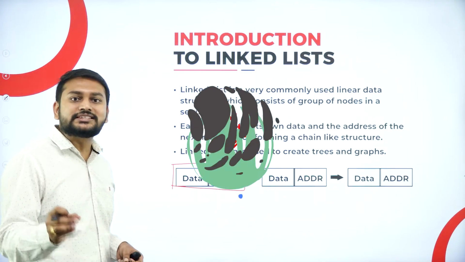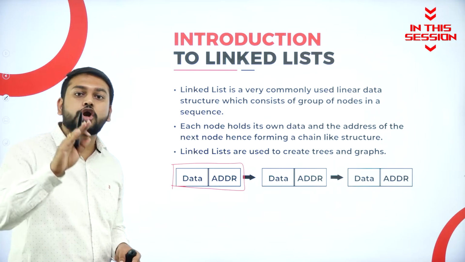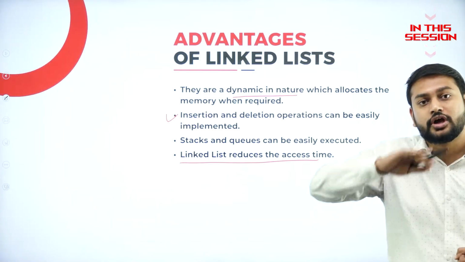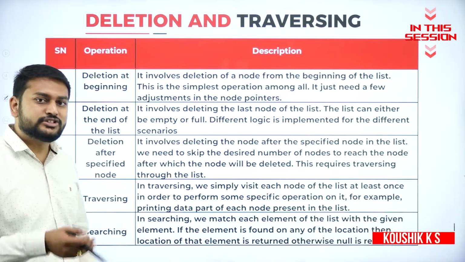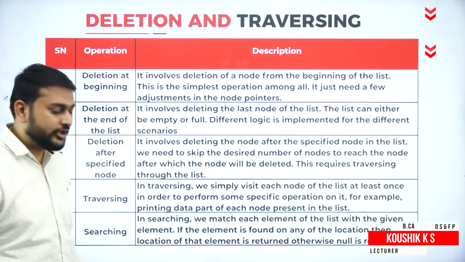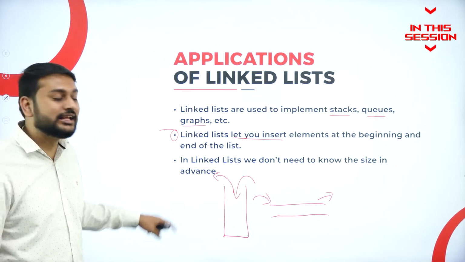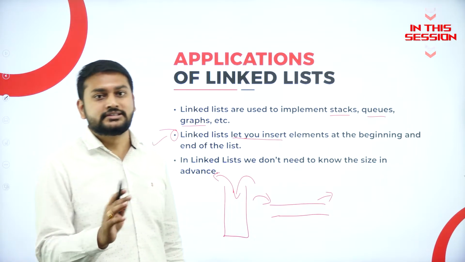Node is the smallest individual unit that we have in the linked list, which has got two parts. It reduces a lot of time to access a particular data. So traversing, in the sense, you will be visiting each and every node one by one. So that is what we call a traversing linked list. So guys, insertion and deletion will happen in both ends.